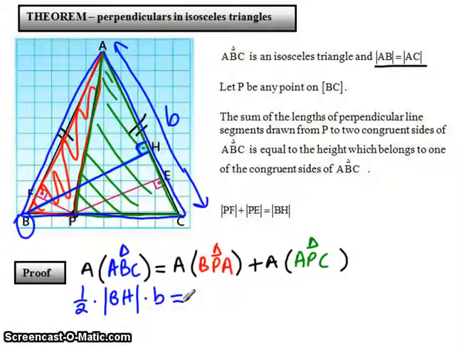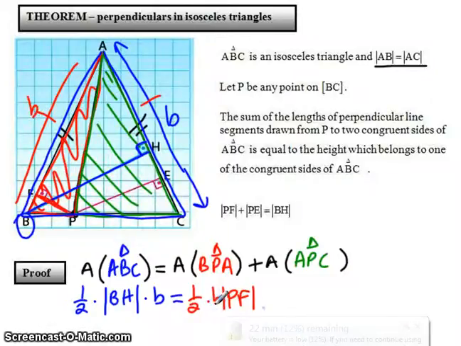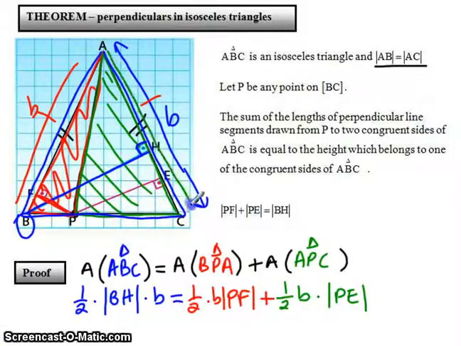And we can similarly use the altitudes of the red triangle, so PF, and a half times, of course, the base length. Now this is an isosceles triangle, so these lengths are the same, so we can also call this length B, a half times B times PF, plus, if we look at the green triangle, the base here is again the same length, B, and the perpendicular length here we can describe as PE.